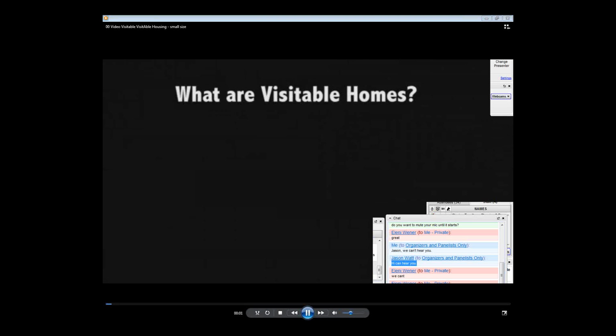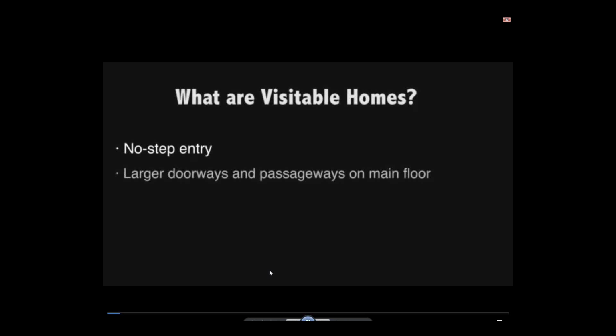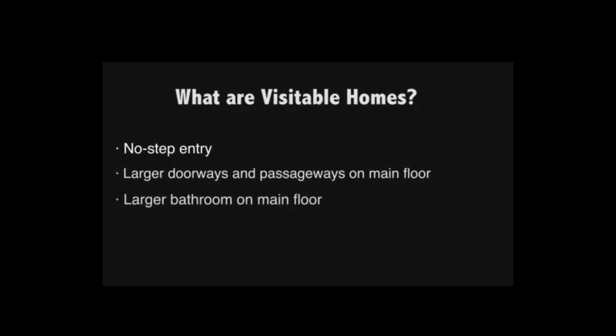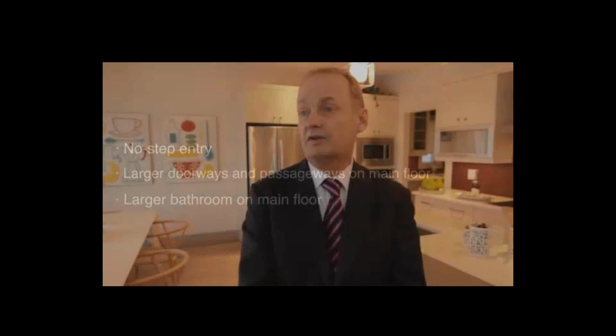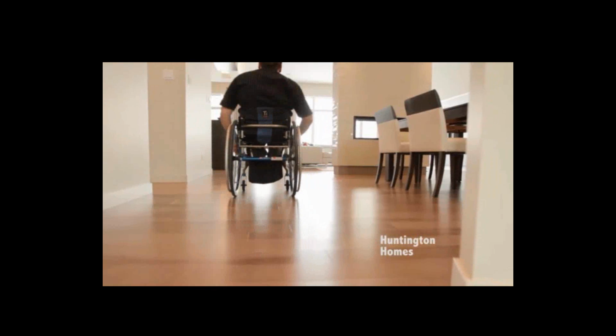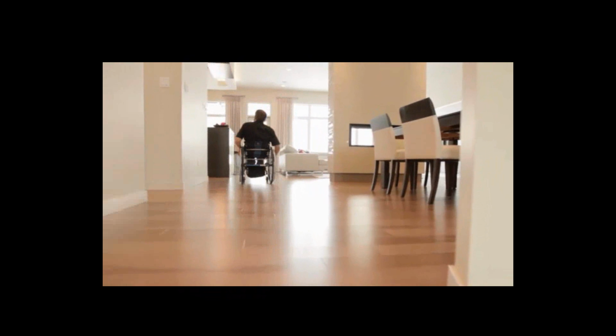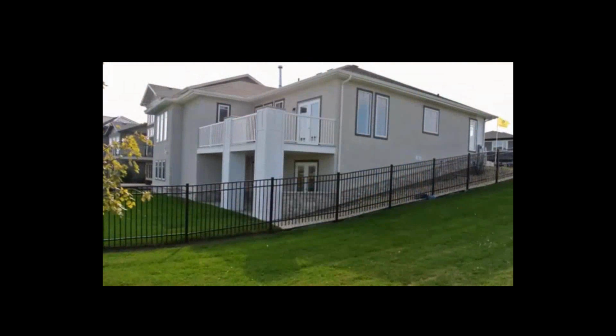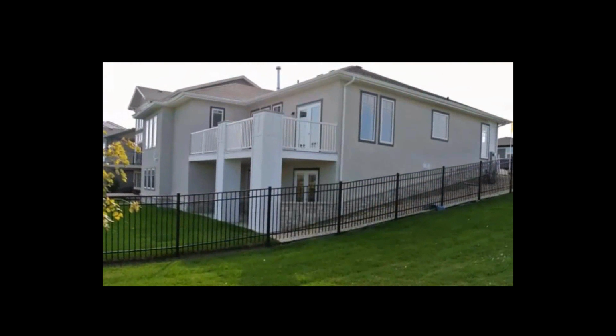Visitable homes have a no-step entry, larger doorways and passageways on the main floor, and a larger bathroom on the main floor. Visitable homes are, from a construction standpoint, built with what we call on-grade, which means that there's no stairs at the front of the house, nor are there stairs that access from the garage to the house. There's large advantages to that for people that have mobility issues, but also people that would perhaps have concerns about future mobility issues.